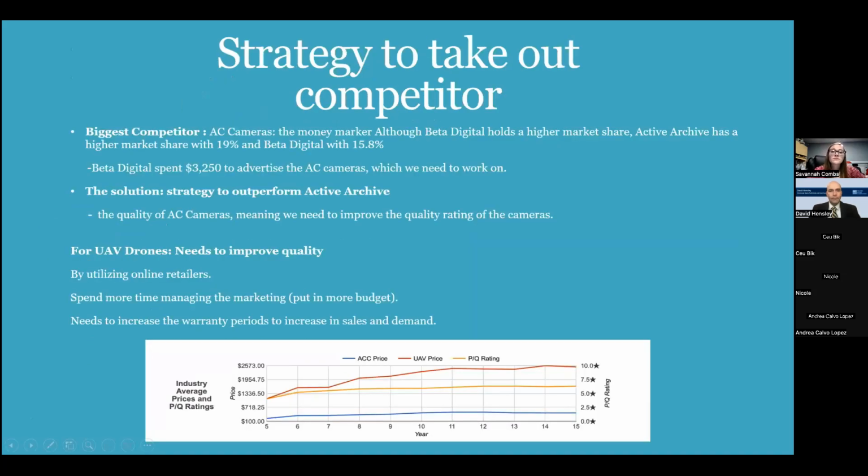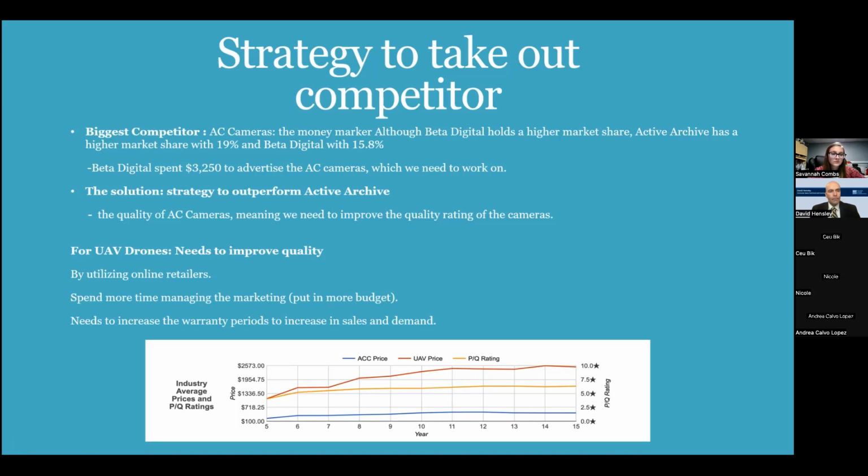Next slide. Our strategy to take out our competitor. First, I will talk about the problem for AC cameras. Although Beta Digital holds a good market share, Team A has a higher market share with 19%, and Beta Digital with 15.8%. Also, Team A spent 12,500 to advertise the AC camera, which came out successfully. But our company only spent 3,250 to advertise the AC cameras, and I think we need to work on that.